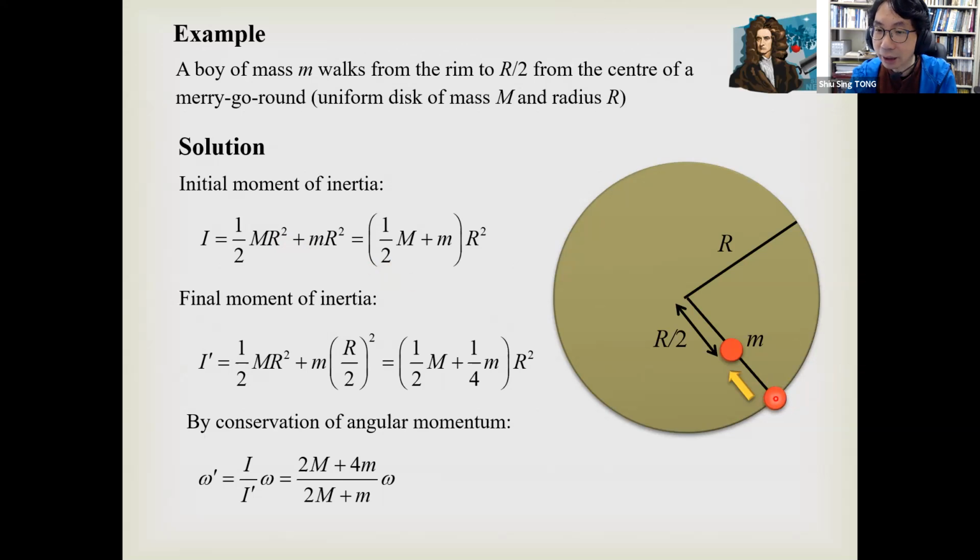Okay, so its distance from the center is capital R, so its moment of inertia is just mR². So the two terms add together to give the initial total moment of inertia. How about the final moment of inertia?